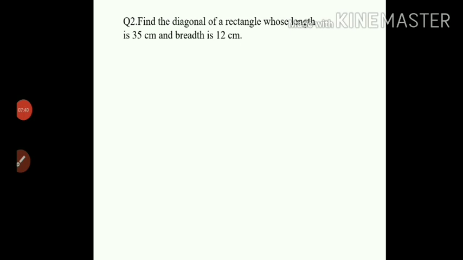Now main question number 2 is, find the diagonal of a rectangle whose length is given as 35 cm and breadth is 12 cm. Now you know it is a rectangle, so first we will draw a rectangle. You can see the rectangle is drawn. The name is ABCD. The length is 35 cm and the breadth is 12 cm. You have to find the diagonal, that is AC.